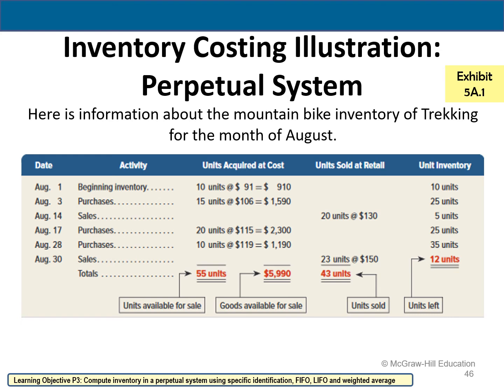All right, inventory costing. So in a perpetual system, some of the costing information works a little bit differently. And so here's the information about the mountain bike inventory of trucking for the month of August. So it's the same number of units actually as we looked at several slides ago with the periodic system. But let's see what's different here. Nothing. So we still have 55 units, same as before, $5,990. We've sold 43 and we have 12 left in ending inventory. Okay, so we're going to use this slide to look at some of the next examples of costing.